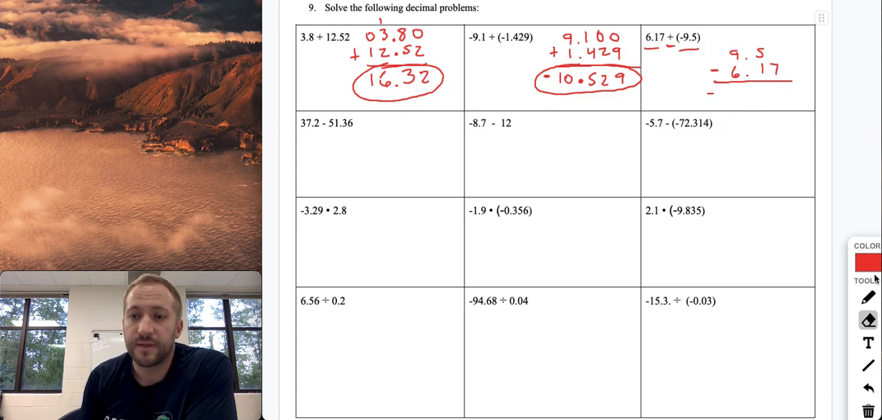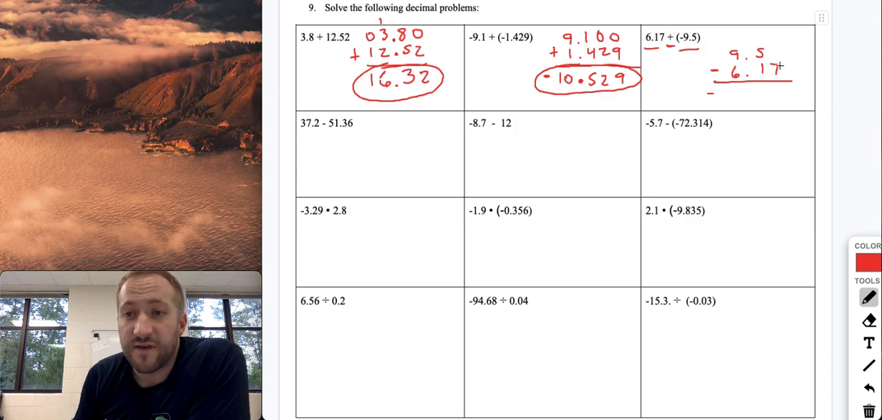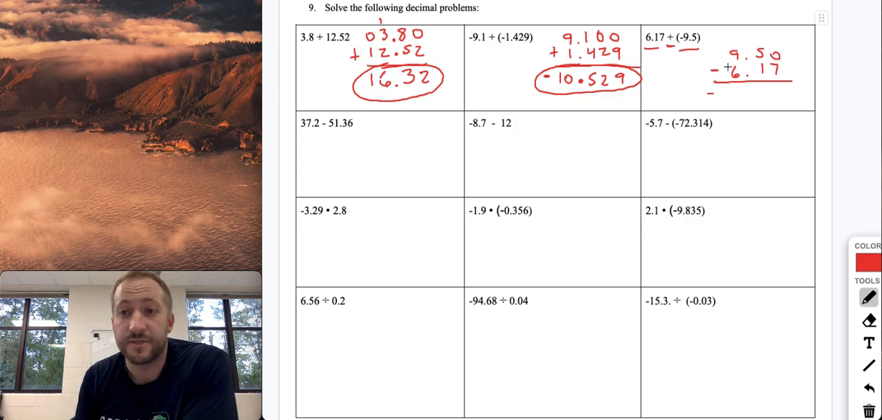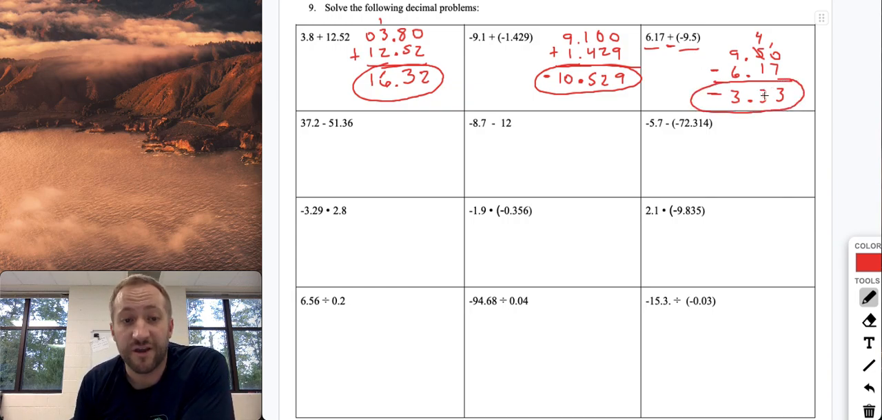So, looking at this, I set it up like this. 9.5 minus 6.17, empty spaces get a 0, and then I'm going to go subtract because remember their signs are different. So 0 minus 7 I can't do. I'll borrow from the 5. That becomes a 4. This becomes a 10. 10 minus 7 is 3. 4 minus 1 is 3. 9 minus 6 is 3. Well, I'll bring the decimal straight down because when we add or subtract, the decimals have to be in line with each other. And I know I'm going to keep the sign of the larger number, and in this case, it's the negative. So negative 3.33 is what I'm looking for there.